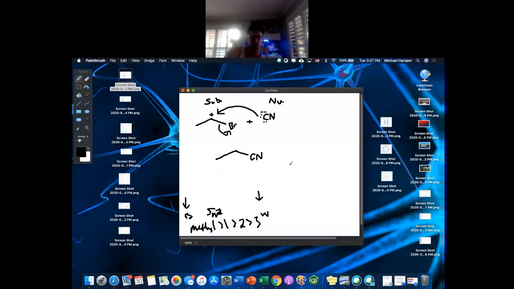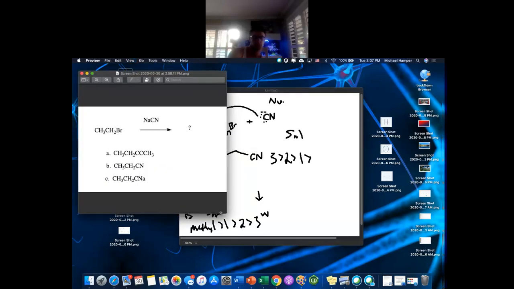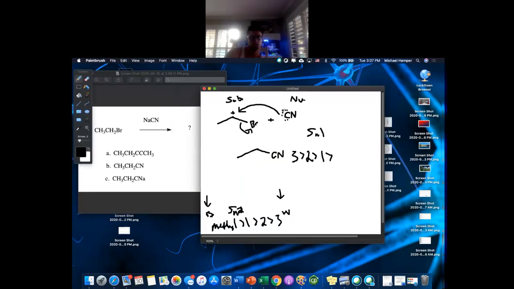So, in terms of reactivity, Sn1 is the complete opposite. Sn1 prefers tertiary, secondary, and primary. Next up, no problem.